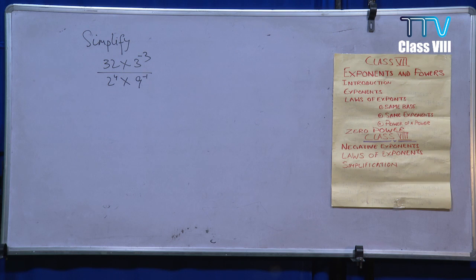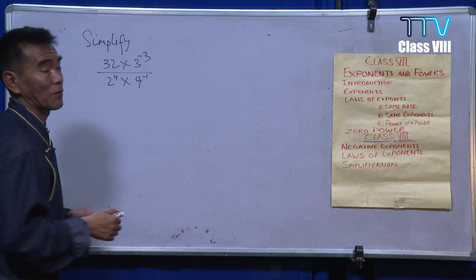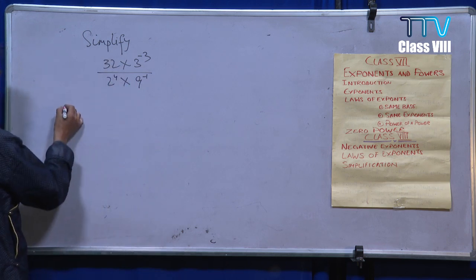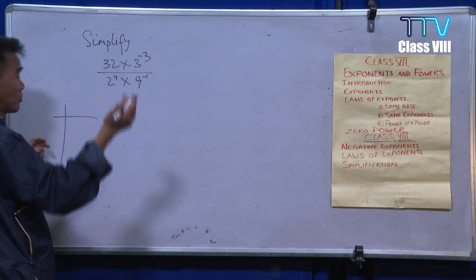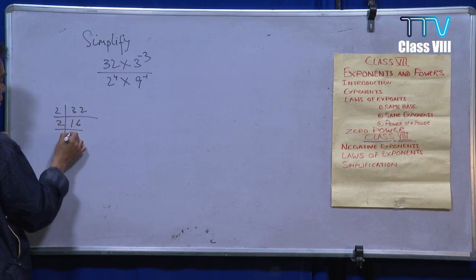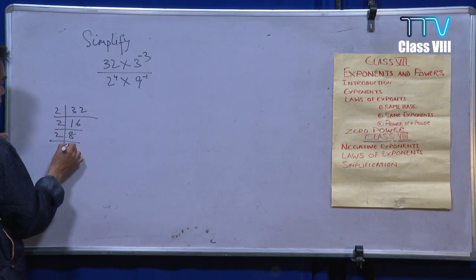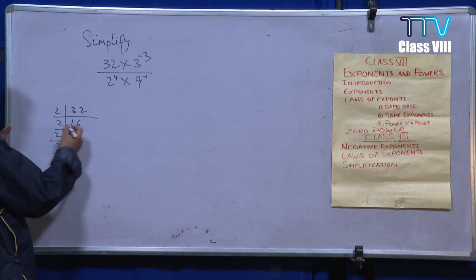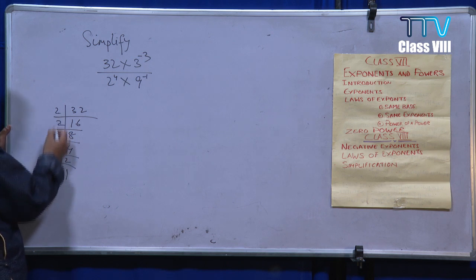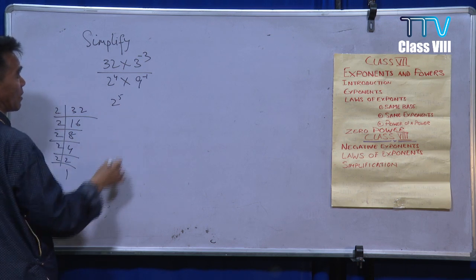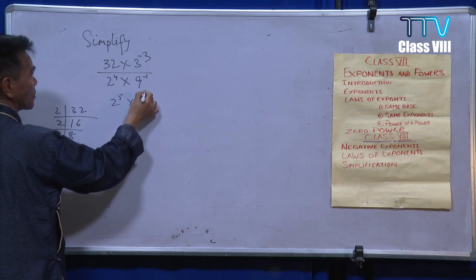We write everything in prime factors, power notation. 32 prime factors: 32 is 2 times 16, 2 times 8, 2 times 4, 2 times 2, and 2 times 1. So 32 is 2 raised to power 5, multiplied by 3 raised to power -3.